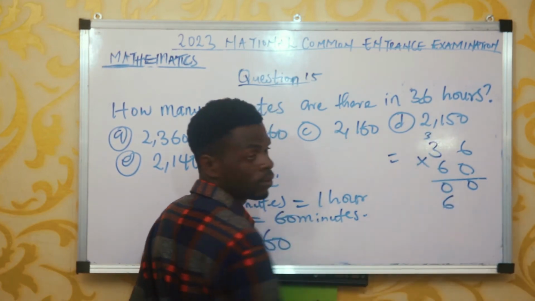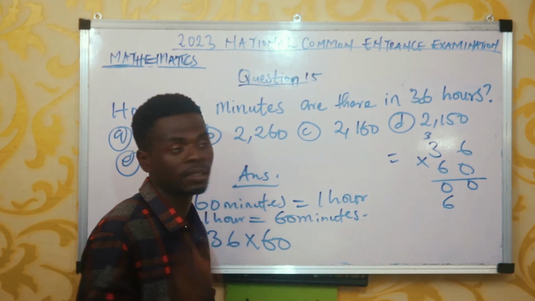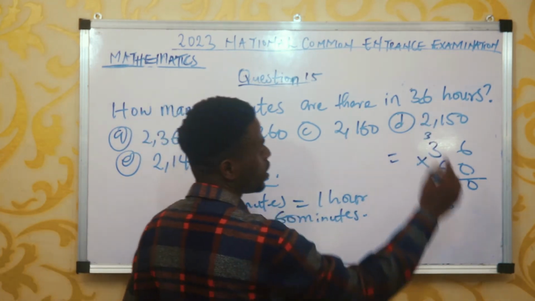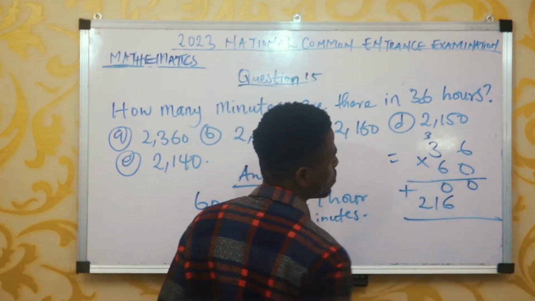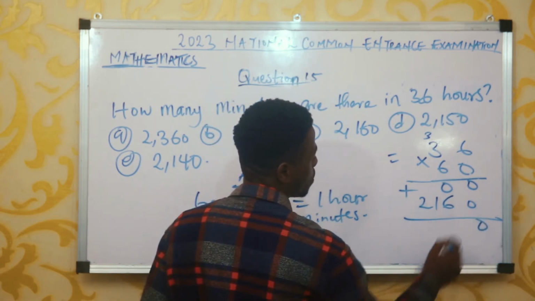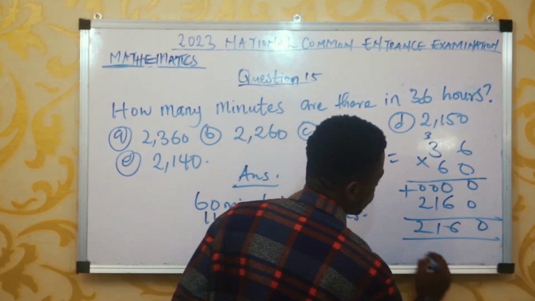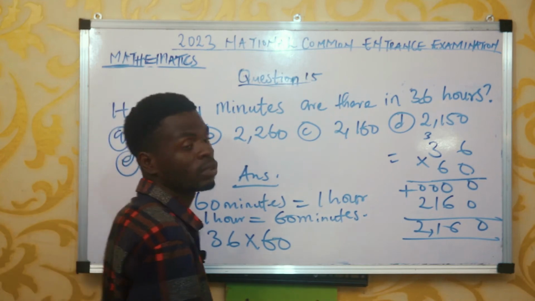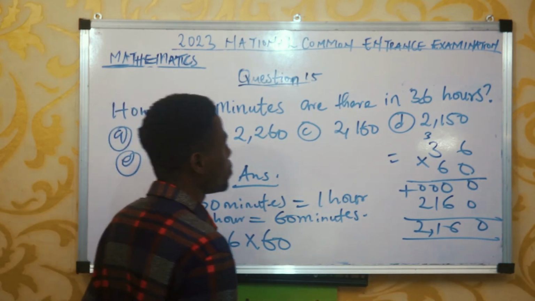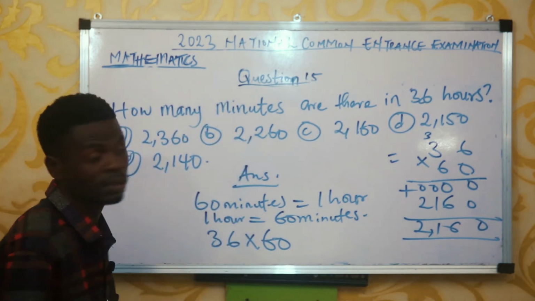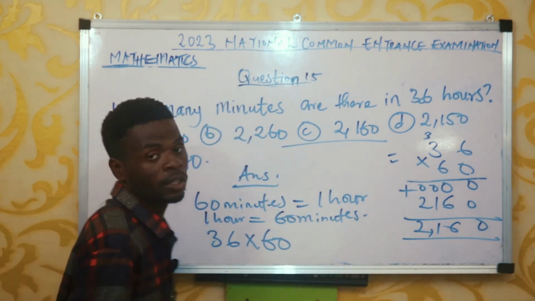Now 6 times 3 gives us 18, plus this 3 gives us 21. Now let's sum everything together. We have 0, 0, then 6, 1, 2. So our answer is 2,160 minutes, which makes 36 hours. So our option is option C. Thank you very much.